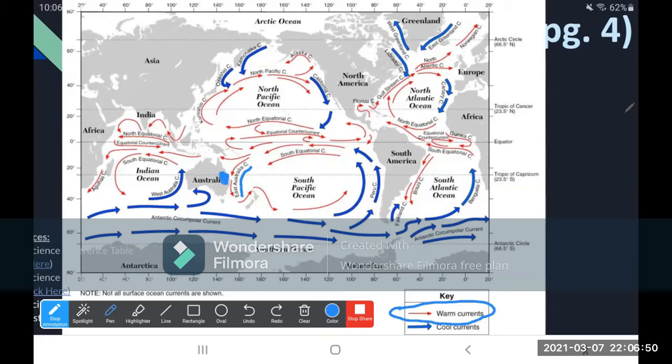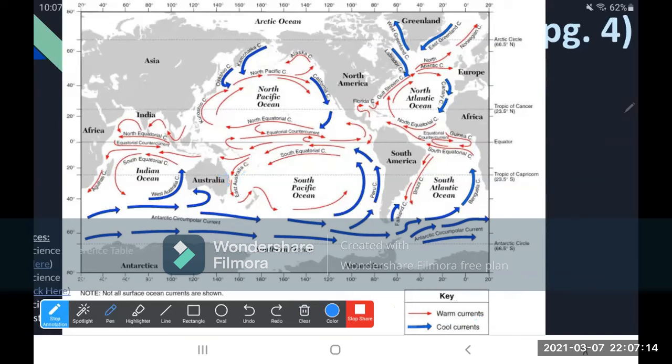So what's going to happen? East Australia is going to be a little bit warmer. The weather there, or the air there, is going to be a bit warmer. Why? It's because the East Australian current is a warm current, as indicated by the map. Okay, and that's going to bring warm air to the eastern coast of Australia.